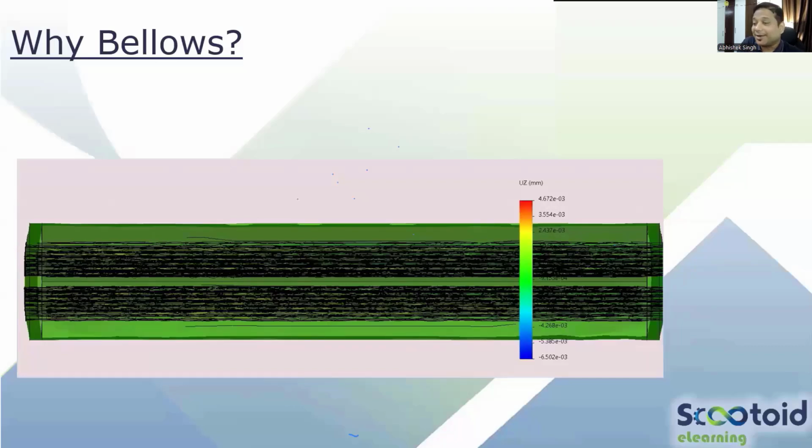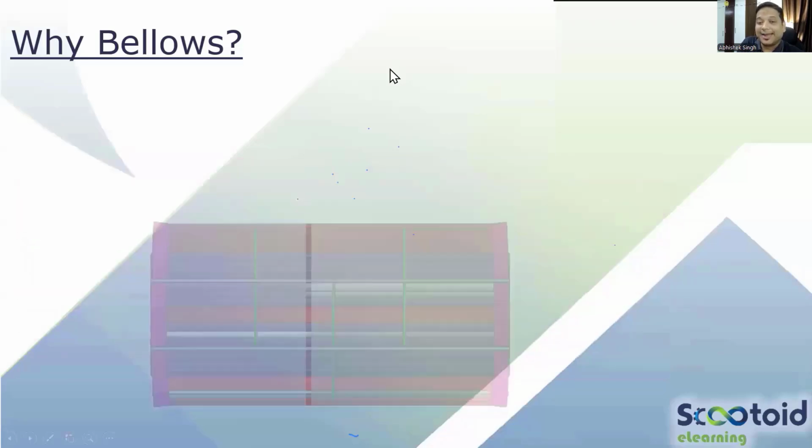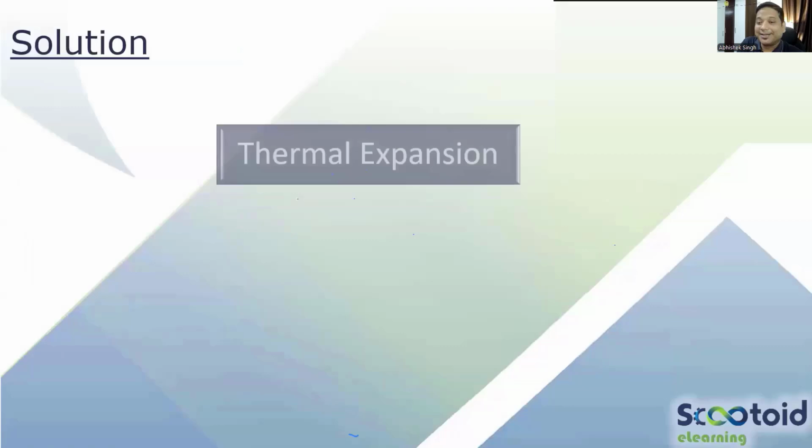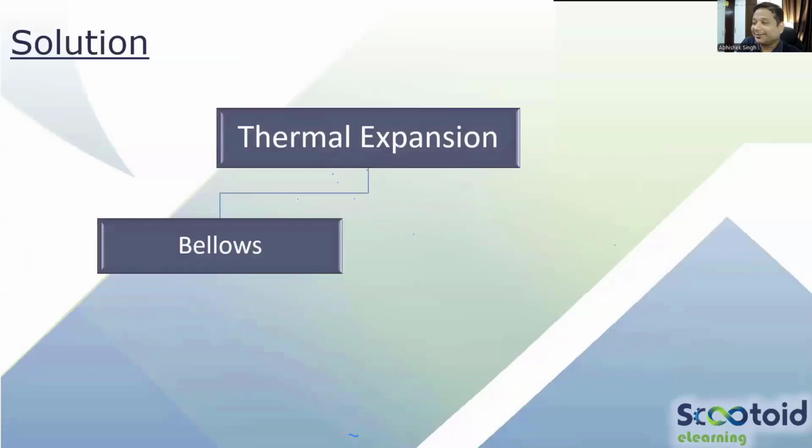Only one thing you can do for tackling thermal expansion or thermal stresses. And what is that? Let it expand. Only one thing you can do: let it expand. So the solution is to provide bellows. Bellows are flexible shell elements. They are flexible, so they will be able to take the thermal expansion. But is the bellow the only solution, or can we do something else?